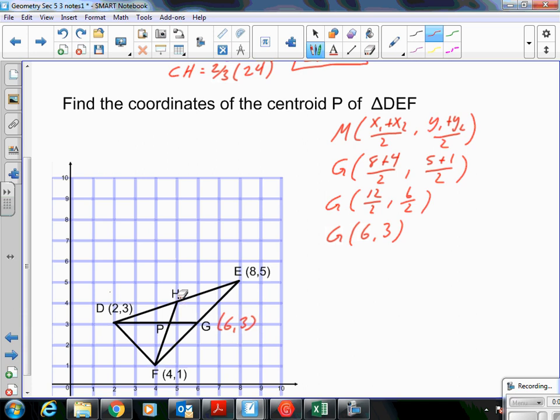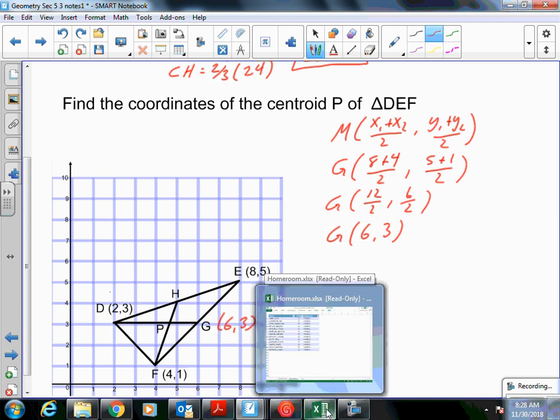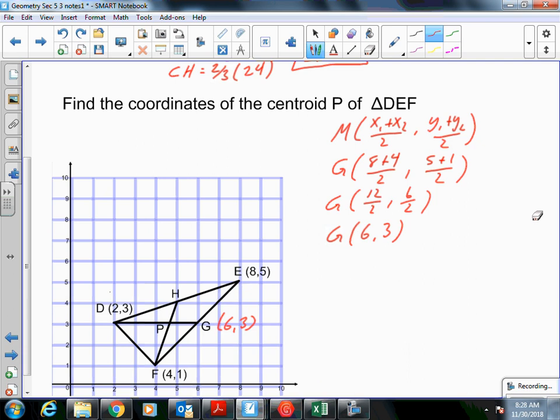All right, so then we need to figure out what the length of DG is. Which is fairly simple because it's on a horizontal line. So the length of DG will be 6 minus 2, just subtracting the x values. So that's a total length of 4.